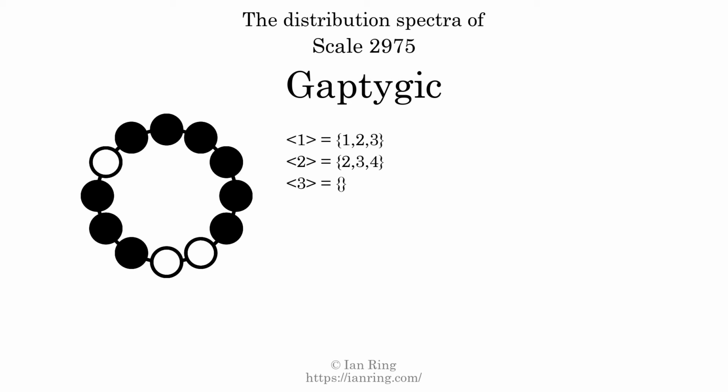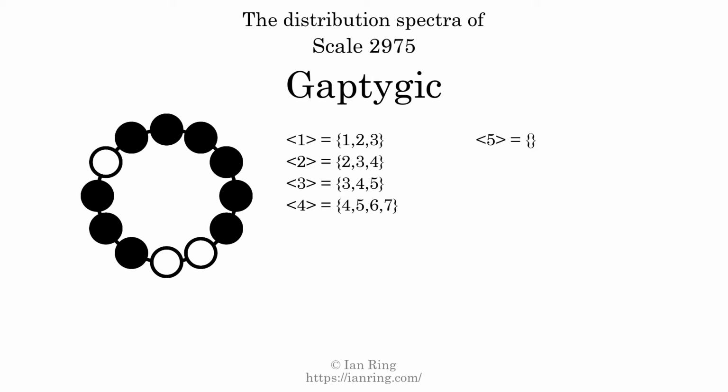The generic interval of 3 scale steps comes in 3 different specific interval sizes: 3 semitones, 4 semitones, and 5 semitones. The spectrum width of this generic interval is 2. The generic interval of 4 scale steps comes in 4 different specific interval sizes: 4 semitones, 5 semitones, 6 semitones, and 7 semitones. The spectrum width of this generic interval is 3.